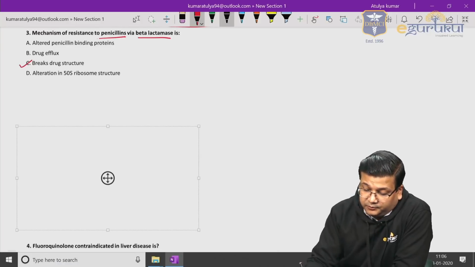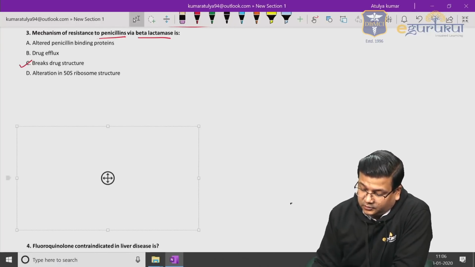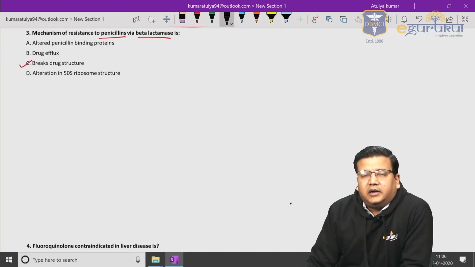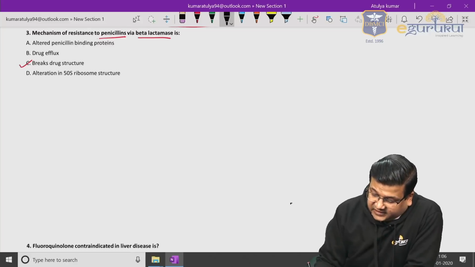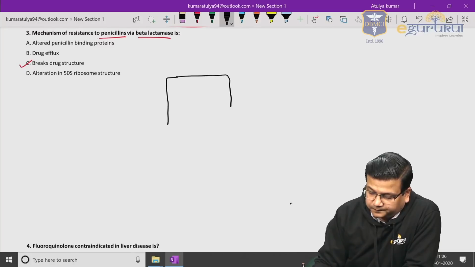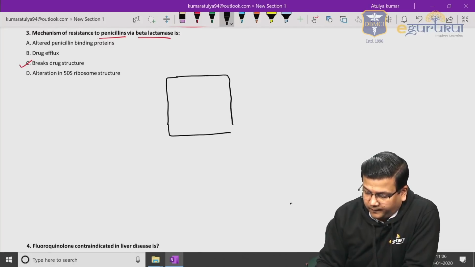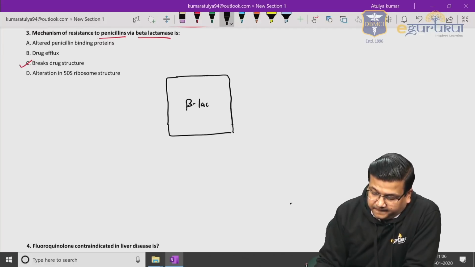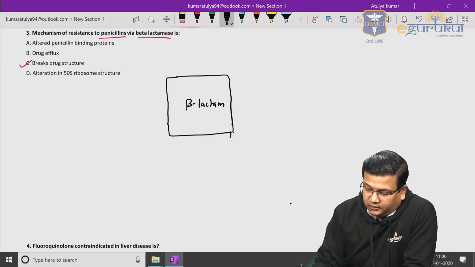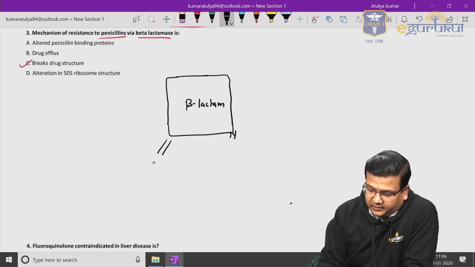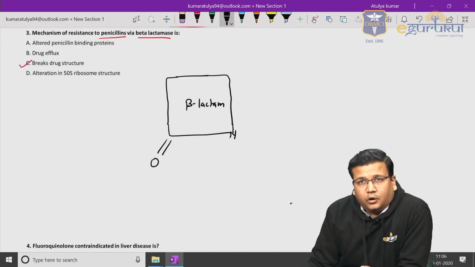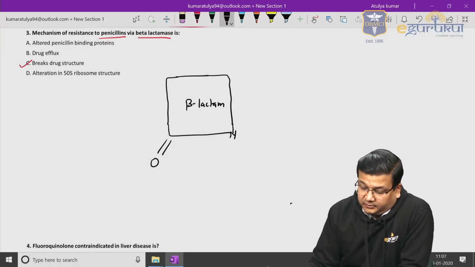Now what are the points that we should know in this particular question? So you see, penicillins are beta lactam antibiotics. What does it mean? So there is a 4-membered ring. Beta lactam is a 4-membered ring. It has carbon all along with nitrogen here, carbon here, and a double bond with oxygen. This is a beta lactam ring. Now all beta lactam antibiotics have a beta lactam ring.